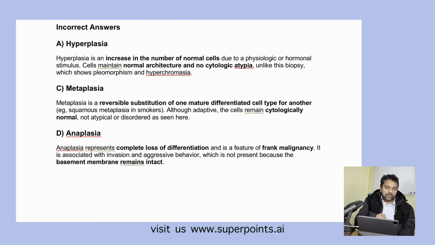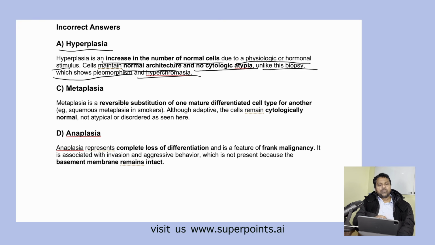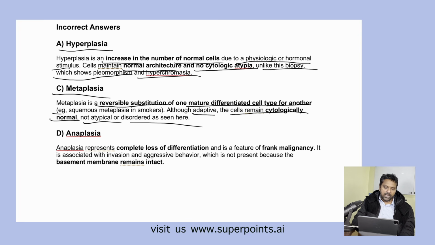Now, what about the incorrect answers? What about hyperplasia? Hyperplasia is an increase in the number of normal cells due to physiologic or hormonal stimulus. Cells maintain normal architecture and no cytologic atypia, unlike this biopsy which shows pleomorphism and hyperchromasia. So, pleomorphism and hyperchromasia, you do not see those in hyperplasia because hyperplasia is normal cells. And metaplasia is reversible substitution of one mature differentiated cell type for another. Although adaptive, the cells remain cytologically normal, not atypical or disordered as seen here.